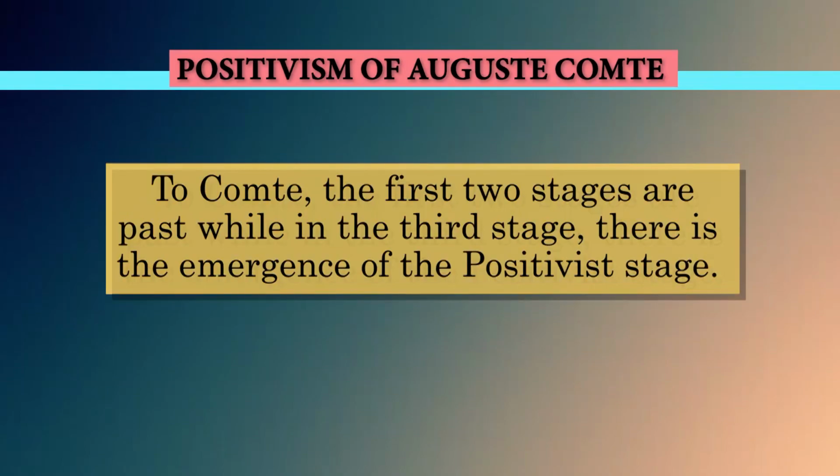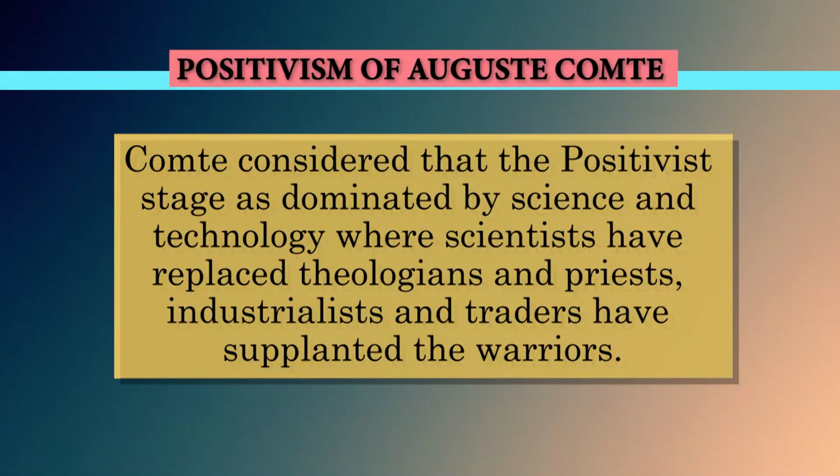To Comte, the first two stages have become past, while the third stage, which is the positivist stage, has come up. So we find that he considered the positivist stage as dominated by science and technology, where the scientists have replaced the theologians and the priests, and industrialists and traders have supplanted the warriors. So Comte pointed out that in the positivist phase, the theologians, those people who interpreted history from a religious perspective, are being replaced by scientists.